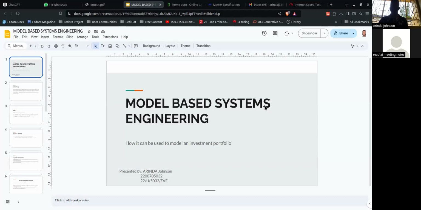So the concept is model-based. The concept is simulation and modeling, and the topic is model-based systems engineering. What is model-based systems engineering, and how can we use it to model an investment portfolio? That's the question at hand.